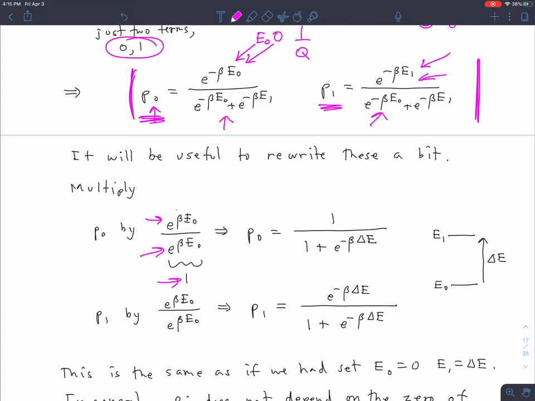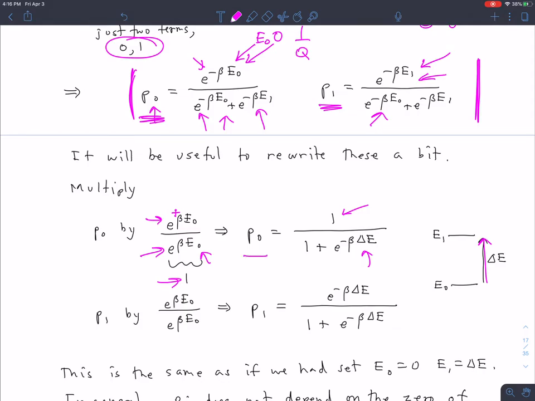If I multiply by e to the plus beta E0 here, that cancels the e to the minus beta E0, and I just get a 1 on top. When I multiply on the bottom by the same thing, the e to the plus beta E0 cancels this first term, and it gives me an e to the minus beta delta E on the bottom, where delta E is the energy difference between the ground state and the first excited state.